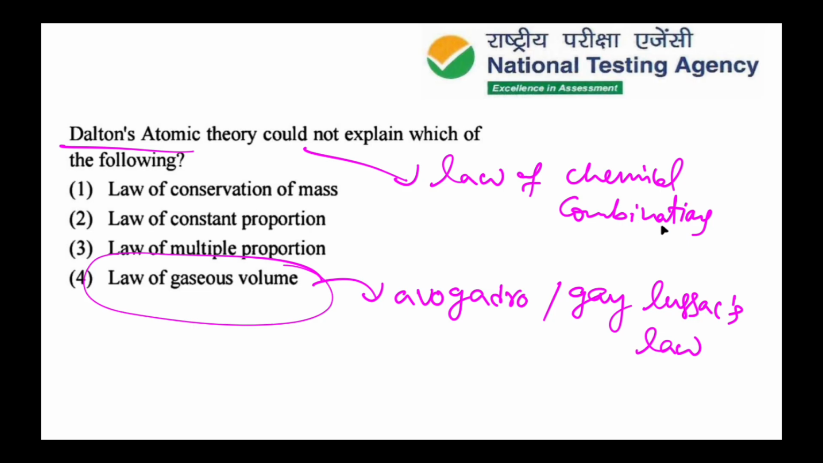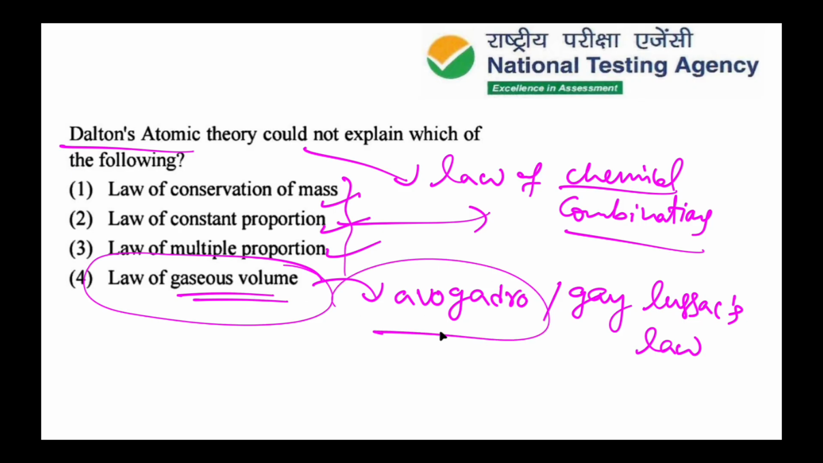The law of chemical combinations is also called the law of conservation of mass, law of constant proportion, and law of multiple proportion. All these three are explained by the law of chemical combinations. So Dalton atomic theory can explain all these three laws, but cannot explain the law of gaseous volumes. The law of gaseous volumes is explained by Avogadro's law or Gay-Lussac's law.